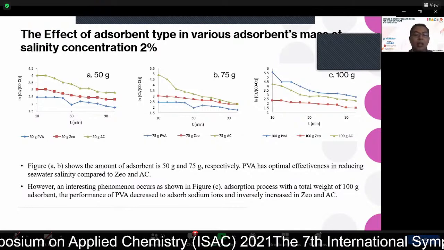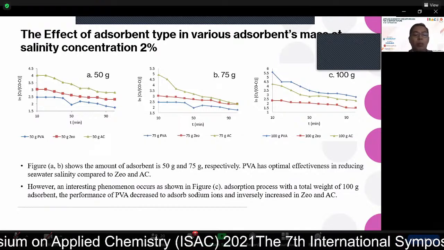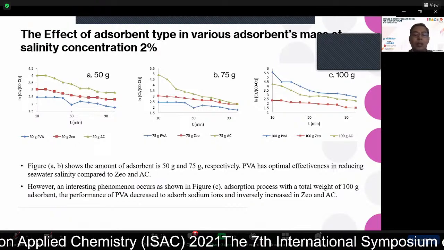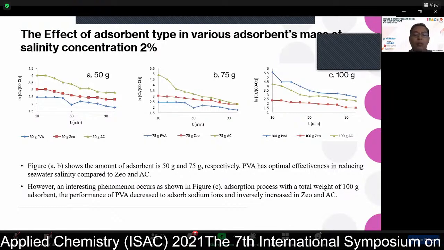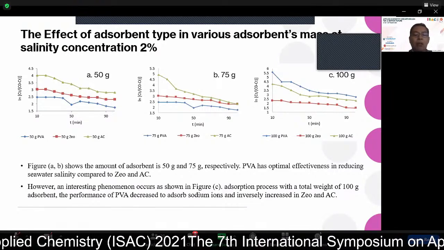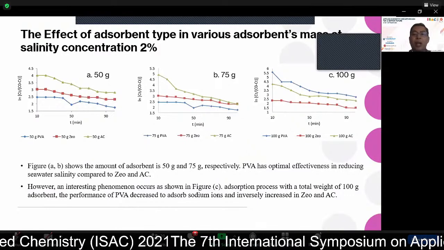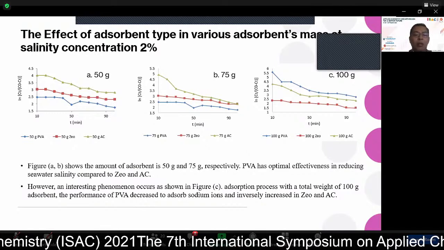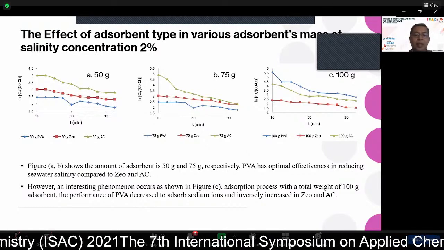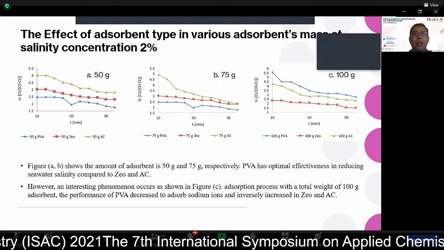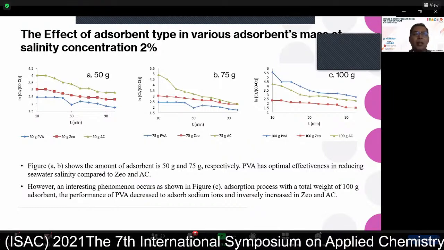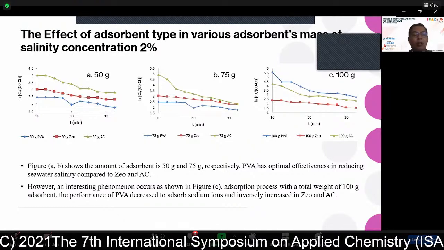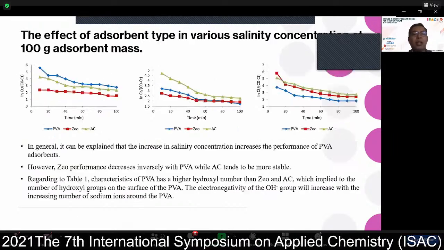However, the result showed that zeolite was more optimal in reducing seawater salinity, due to the morphology of the activated carbon, which has micropores, mesopores, and macropores on the activated carbon surface. The implication is that the selectivity of activated carbon is not better than zeolite. So zeolite has better selectivity than activated carbon in reducing seawater salinity.